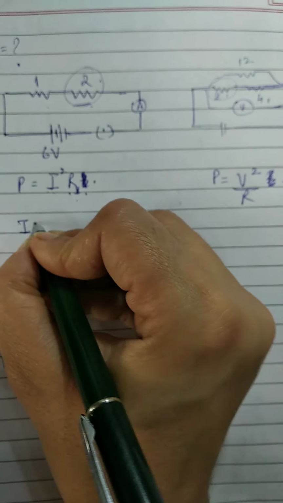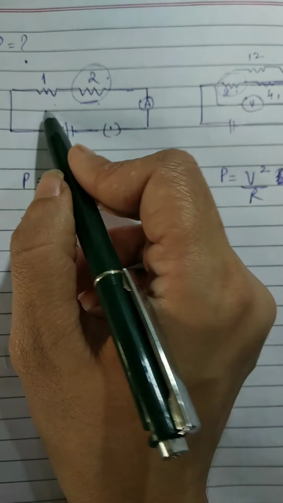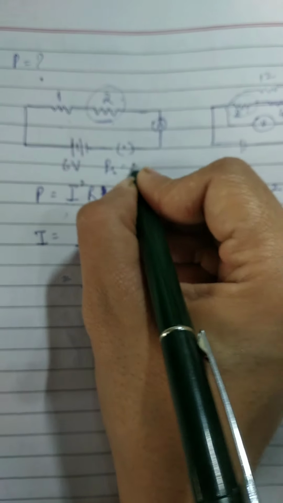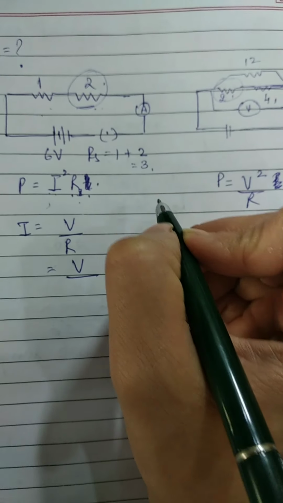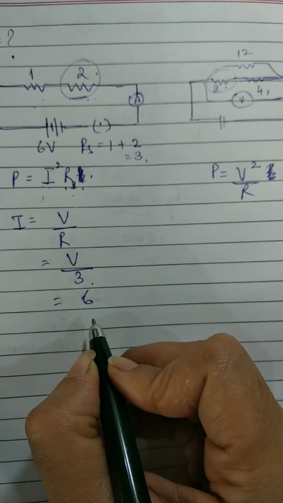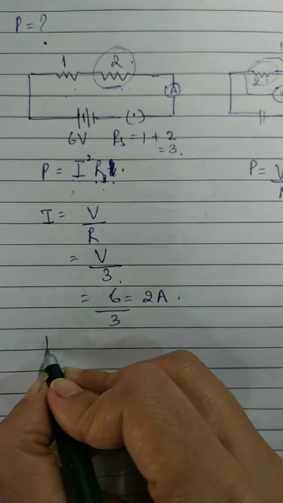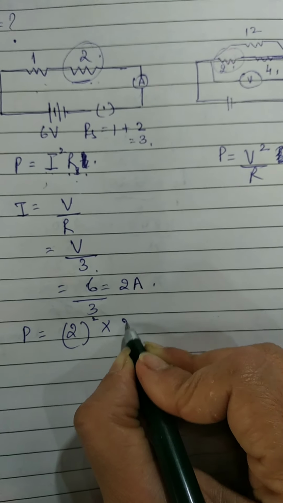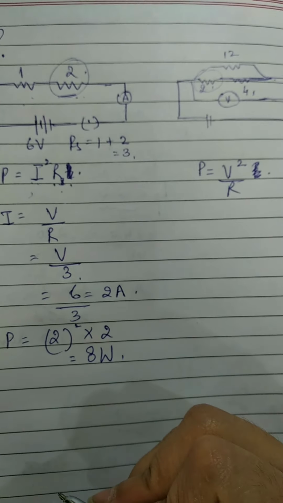So I in this case will be V upon R, and R will be the equivalent resistance, which is RS, and RS is 1 plus 2, which is 3 ohm. So this is upon 3. What is V? It's 6 upon 3, that is 2 ampere. So what is power? 2 square into R. And what is R? 2. So that's 4 into 2, that is 8 watt.